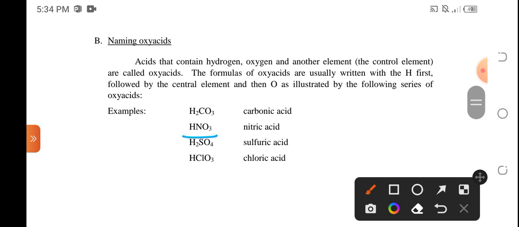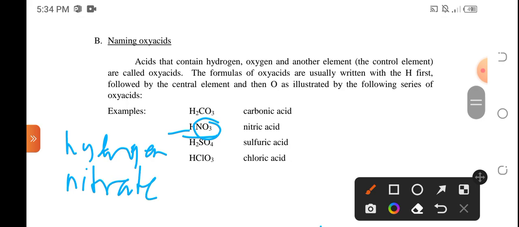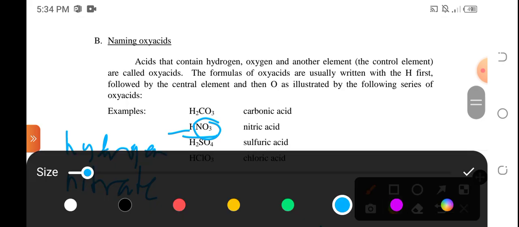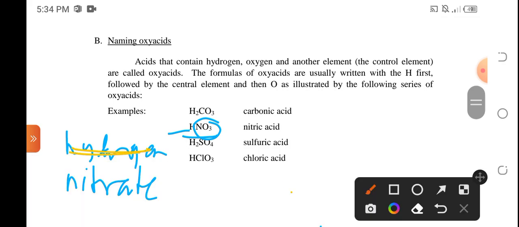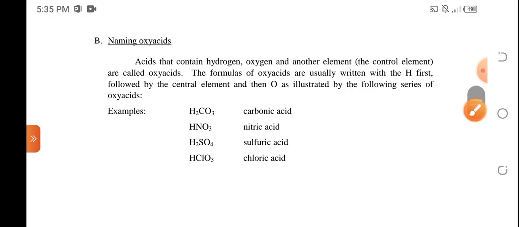The second one is hydrogen. Tapos hanapin natin yung pangalan ng NO3 sa listahan ng inyong periodic table, and that would be nitrate. Okay? So what you do is, of course, the hydrogen will be replaced by the word acid kasi yan yung common lahat sa kanyang acid ang hydrogen. And then the name of the anion, ATE will be replaced by a suffix IC. So therefore, this is nitric acid. Okay? And then of course, this is sulfuric acid and this is chloric acid.